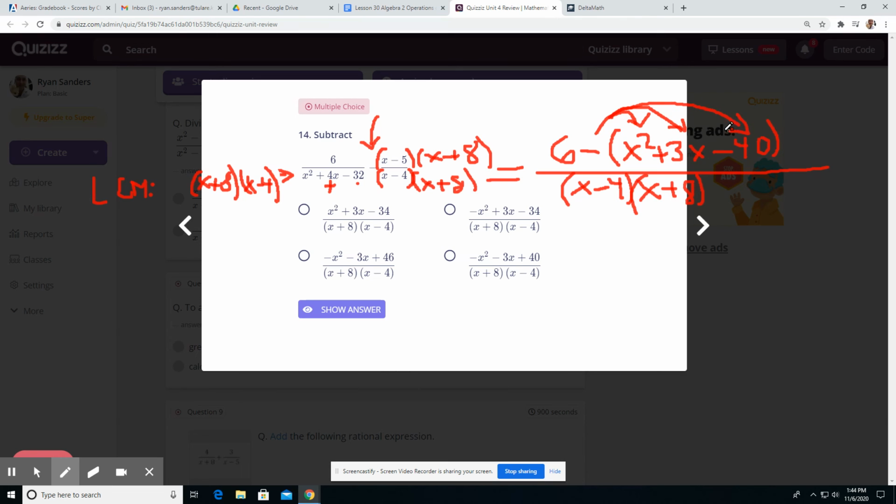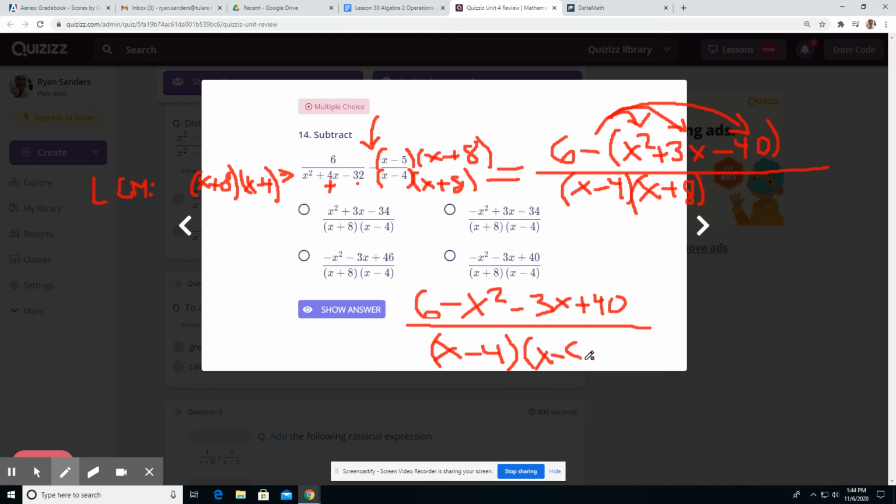And like I said, there are some other tricks we can do, but I don't want to mess with what we already got going here. So we got the 6 minus x squared minus 3x plus 40, all over x minus 4, x plus 8. All right, so we kept the bottom factored. The top, negative x squared, and the 6, and so that makes 46. Negative x squared minus 3x plus 46. There it is right there. So it's just the one more step of combining those, and it gives you that.